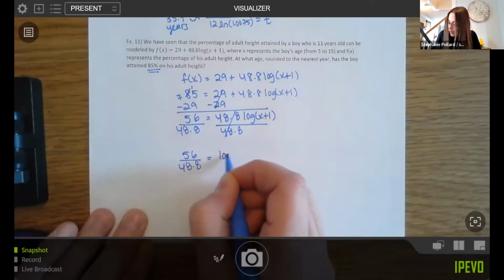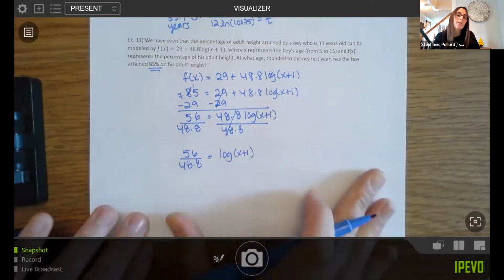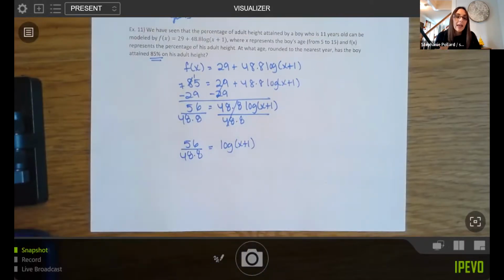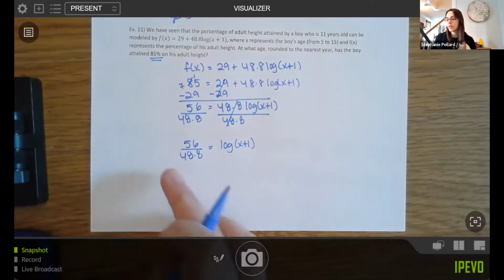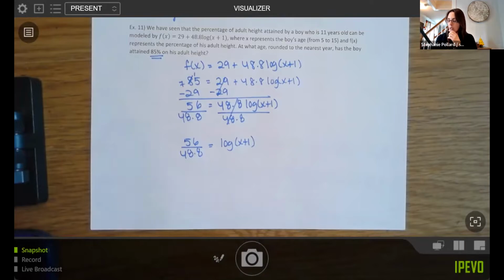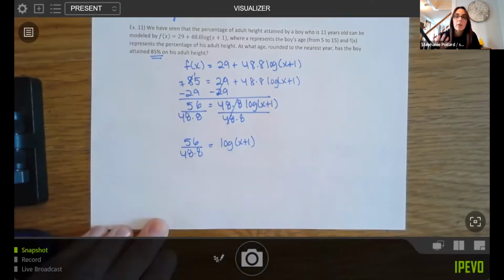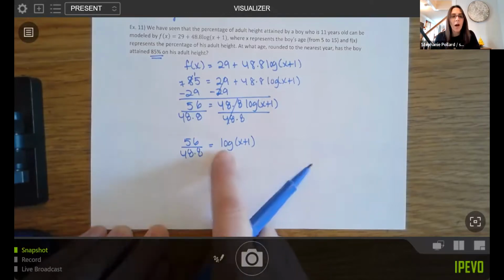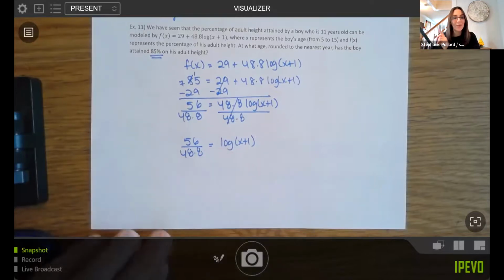And then I have log of x plus 1. Now, this one's a little bit different. Normally I'm used to taking the log of both sides, but I can't really do that here. So I'm going to use my exponential rule. Remember how I can change my log back to the exponential form? When you're solving these, think about the strategies that you have. When we're solving exponentials, we tend to take the log a lot of times. When I have a log, I try to take the exponential. We try to switch it back and forth, see if that helps. Sometimes it does, sometimes it doesn't.